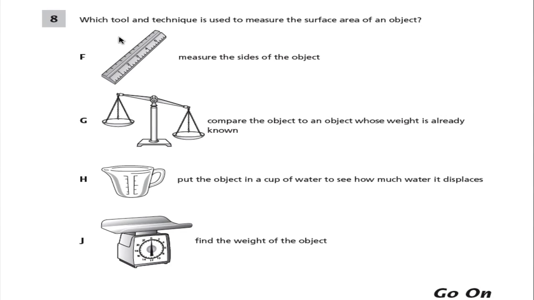Often they question the tools and techniques that you use to measure. This is something about the object. In this case, we're looking at the surface area. And if we look at our four choices, we have a ruler, a balance, a measuring cup, and a scale.